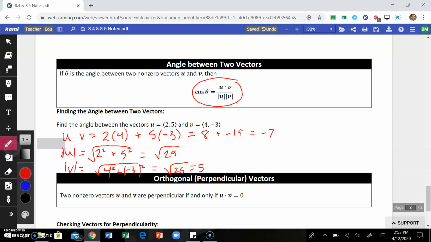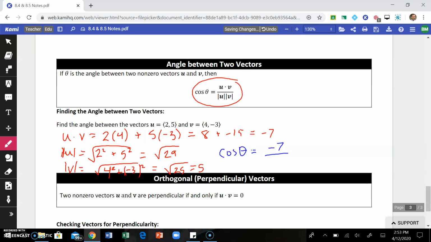Okay, so that all leads us to now being able to use this formula. So the cosine of the angle in between these two vectors is going to equal the dot product, which is negative 7, divided by the product of the two magnitudes. So this is going to be 5 times the square root of 29. And then what you need to do to evaluate for the angle is simply just do the inverse cosine. So I'm going to do cosine to the negative 1, right? That means the inverse of this negative 7 over 5 square root of 29. And that will give us the angle.